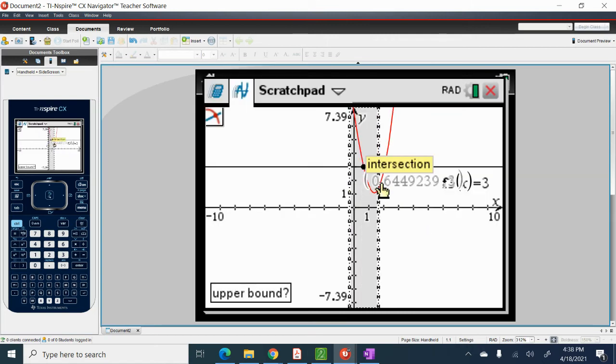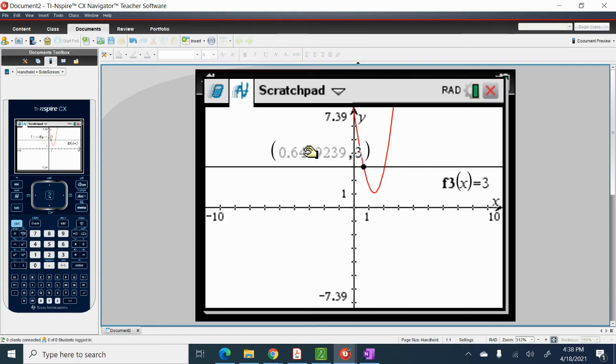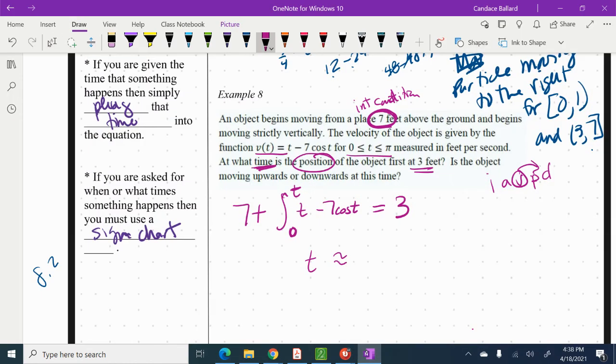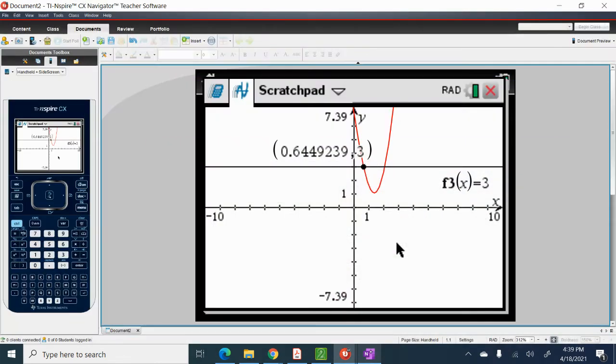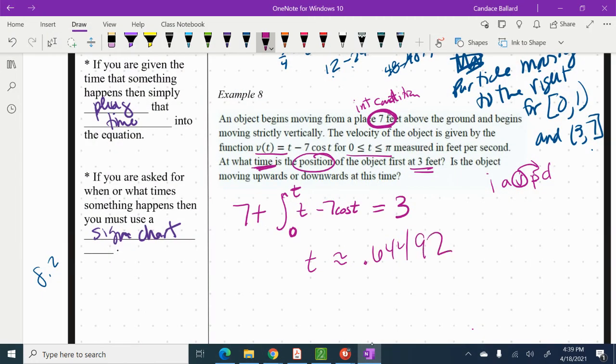Go to the left, go to the right. So it looks like 0.644 is my first t value where this happens. Probably 9.2 would be good, because we don't want to truncate it until we're at the end. We need to determine, is the object moving upwards or downwards at this time?